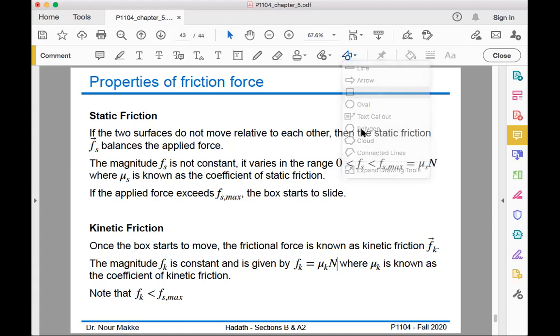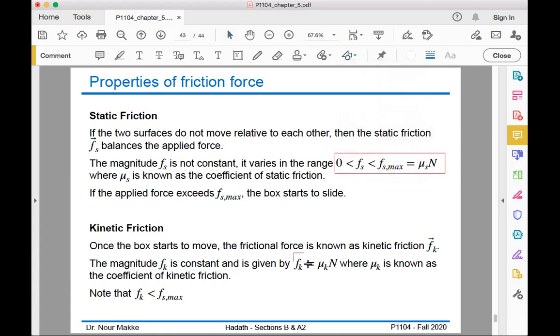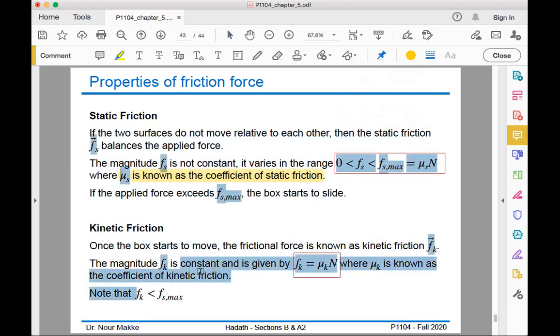So the take away message is the following. The static friction force has a range between 0 and a maximum value, which is equal to mu s times n, and the kinetic friction force is defined this way: Fk is equal to mu k times n, where n is the normal force. You have to know, of course, that mu s is known as the coefficient of static friction, and mu k is the coefficient of kinetic friction.